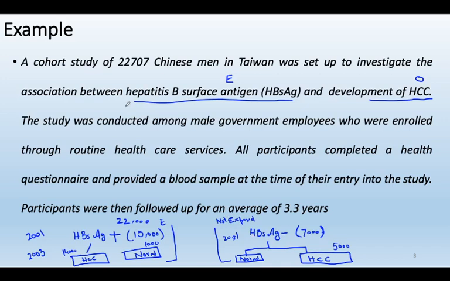So a cohort of 22,000 Chinese men in Taiwan were set up to investigate the association of this exposure with hepatocellular carcinoma outcome, and the government has followed these individuals for 3.3 years. After following these 3.3 years, the government is going to declare whether this exposure has any effect on the outcome of that disease, whether the increased risk of hepatocellular carcinoma is associated with the presence of hepatitis B surface antigen or not. This type of study is called a cohort study.